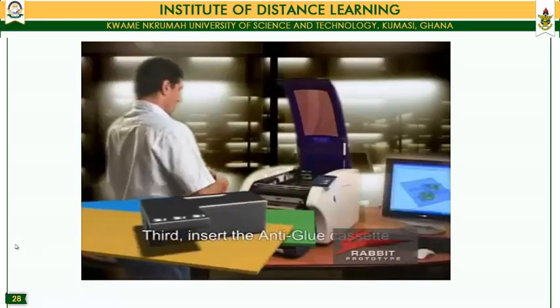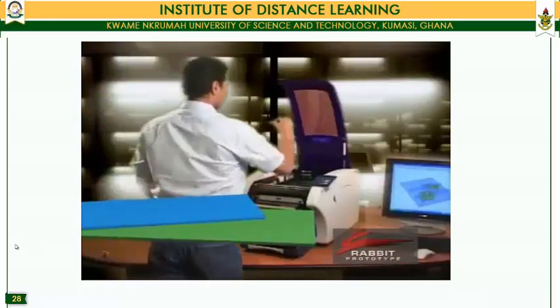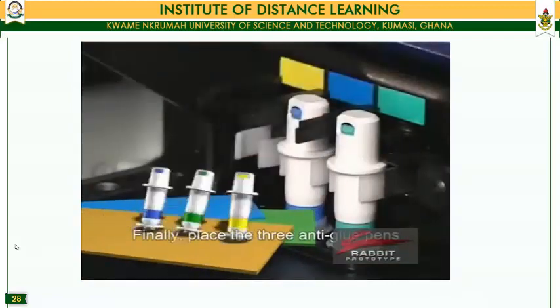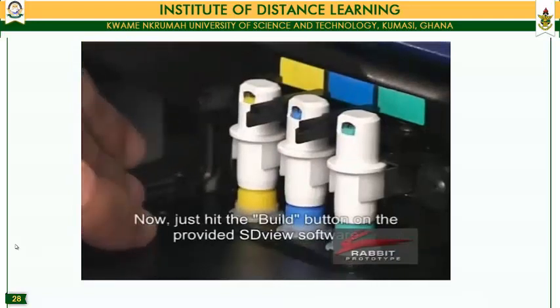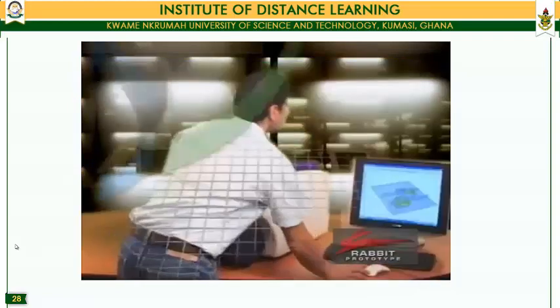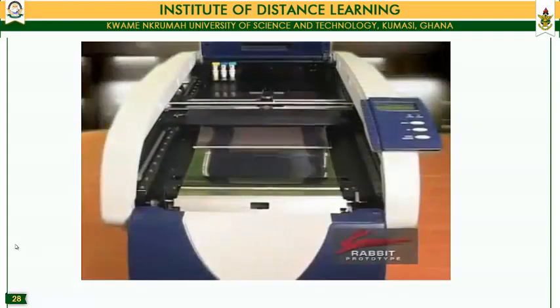Third, insert the anti-glue cassette. Finally, place the 3 anti-glue pens. Now just hit the build button on the provided SD-View software and your printer is off. Finally, a 3D printer you can afford.